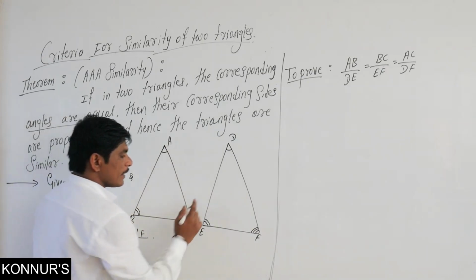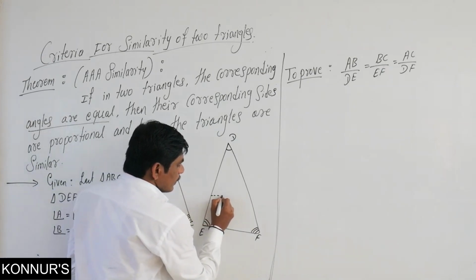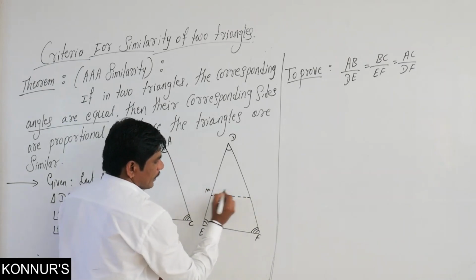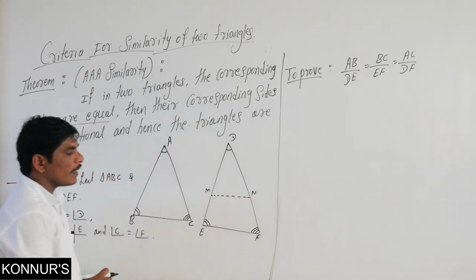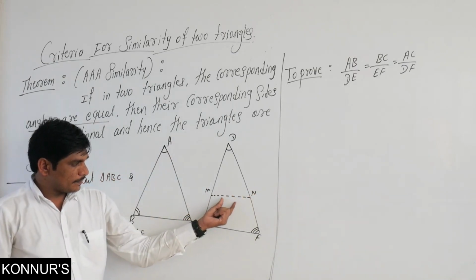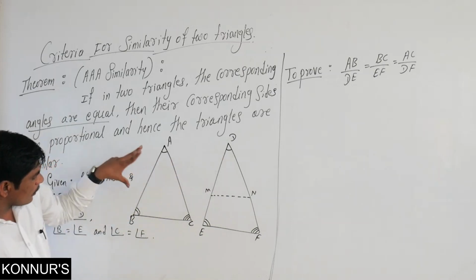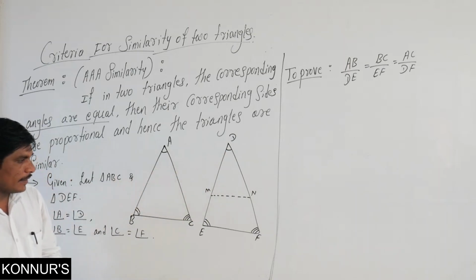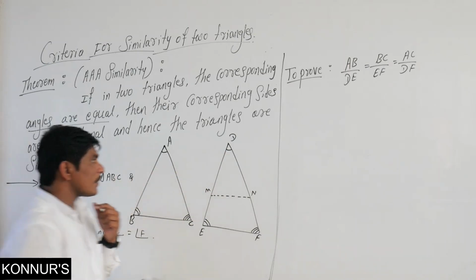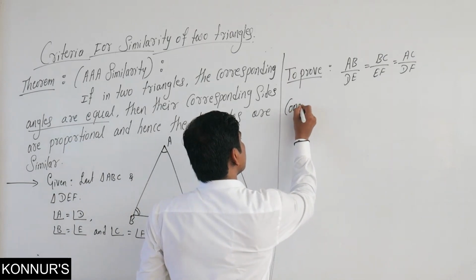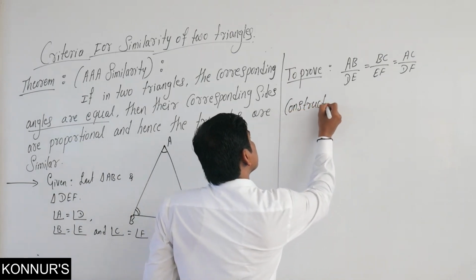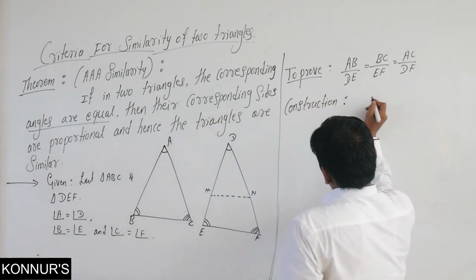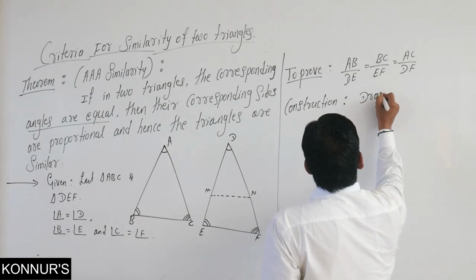The construction part is here: in triangle DEF we construct points M and N. Here DM is equal to AB, DN is equal to AC. We constructed this according to the construction. Draw MN.